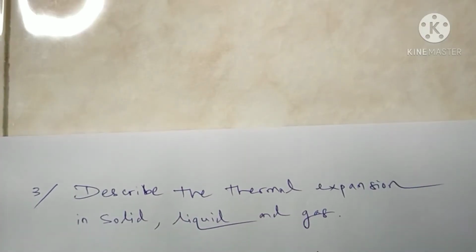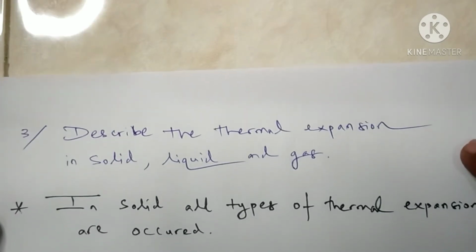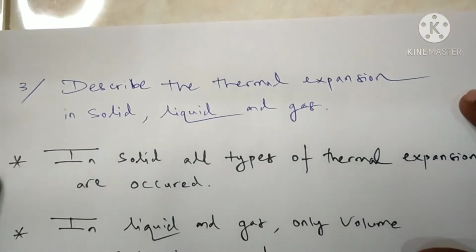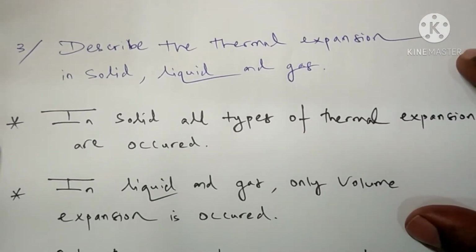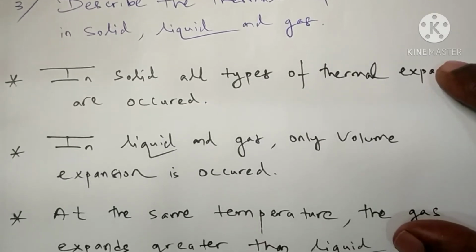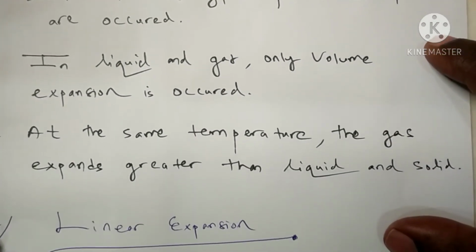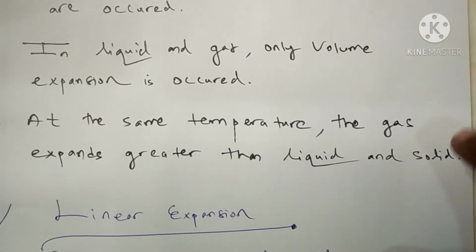Describe the thermal expansion in solid, liquid, and gas. In solid, all types of thermal expansion occur. In liquid and gas, only volume expansion occurs. At the same temperature, gas expands more than liquid and solid.